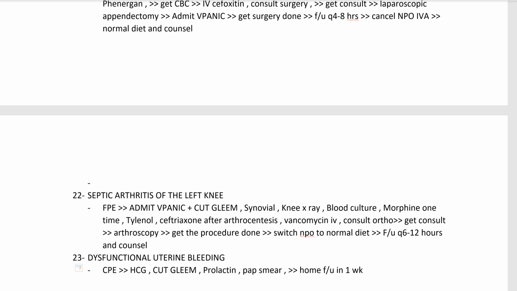And then when you follow up in 1 week, everything within normal limits, then you want to give oral contraceptive pill, low estrogen and progesterone. And you want to give them iron sulfate, oral, and then you want to follow up in 3 months. You're good to go.